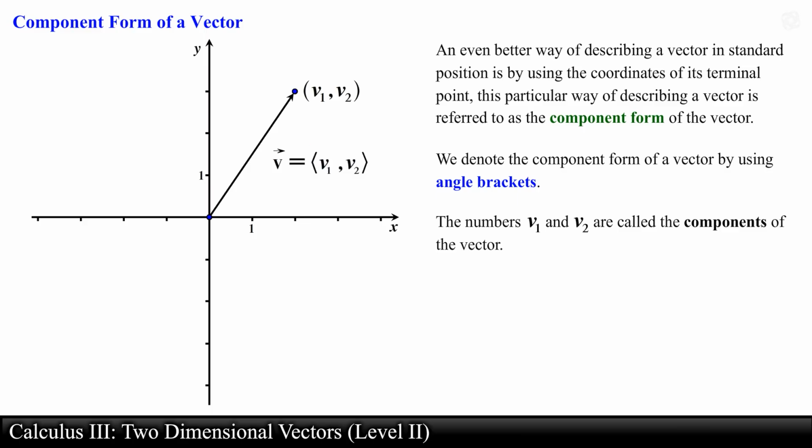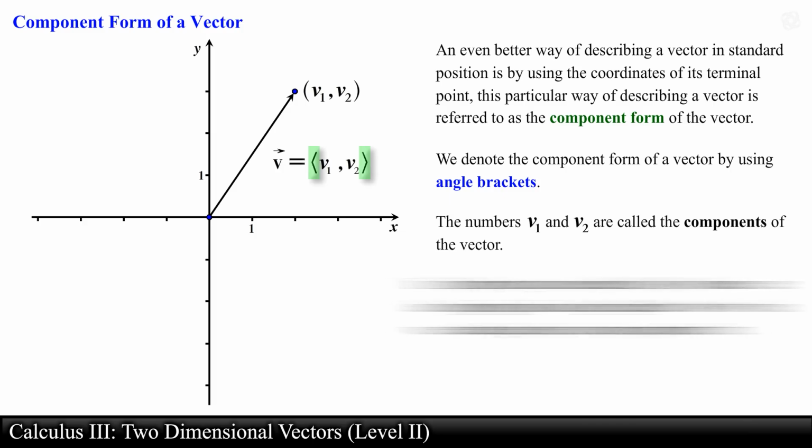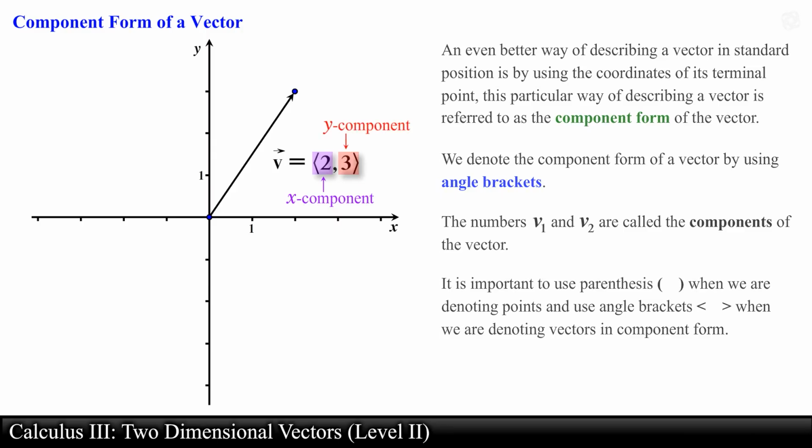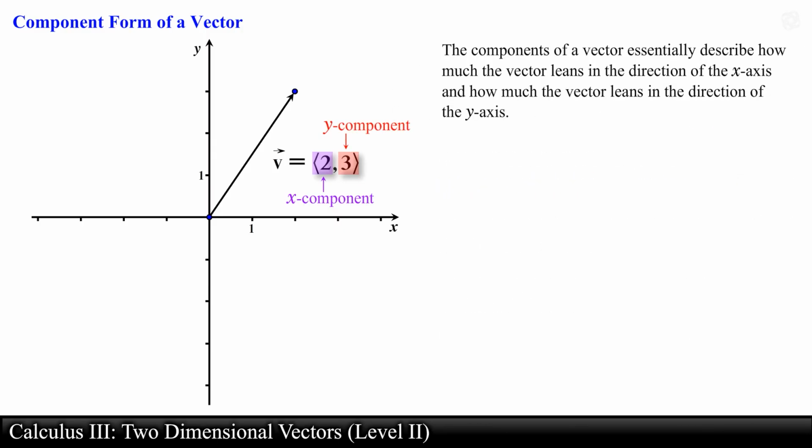Notice the similarities between the way you denote a point and the way you denote the component form of a vector in a Cartesian coordinate system. Because of this similarity, it is important to use parentheses when we are denoting points and use angle brackets when we are denoting vectors in component form. For example, vector v can be denoted as ⟨2, 3⟩. Here, the x component of vector v is 2, and the y component is 3. Note that the components of a vector essentially describe how much the vector leans in the direction of the x-axis and how much the vector leans in the direction of the y-axis.